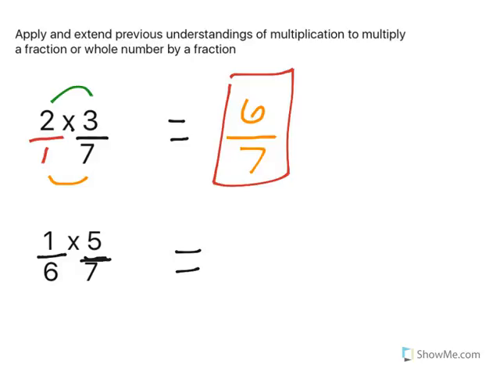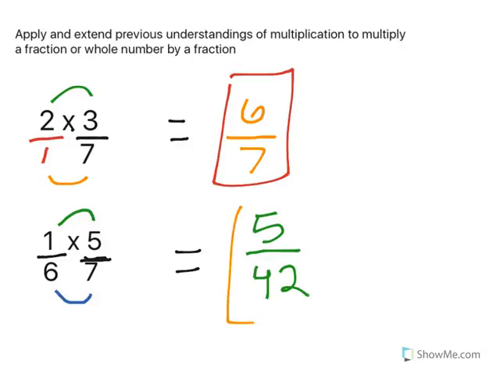Now we have 1 over 6 times 5 over 7. We have to multiply our denominators by each other and our numerators by each other. So we do 6 times 7, which is 42, and then we do 1 times 5, which is 5. And that is our final answer. Hopefully we got all these right, and let's move on to our next concept.